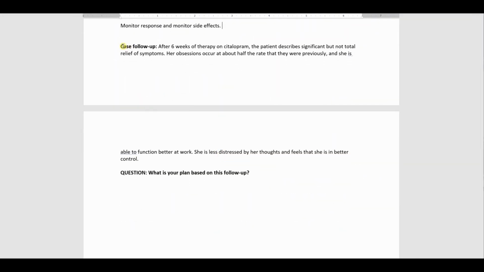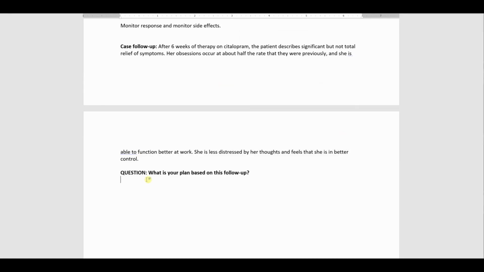Then we have a case follow-up. After 6 weeks of therapy on citalopram, the patient describes significant but not total relief of symptoms. Her obsessions occur at half the rate that they previously were, and she is able to function better at work. She is less distressed by her thoughts and feels that she is in better control. So, what is your plan at this follow-up?